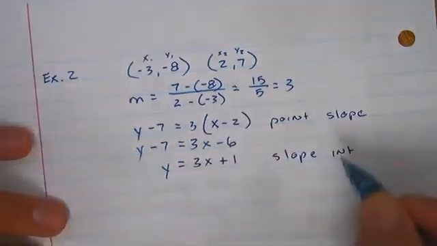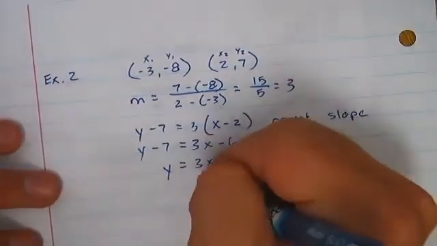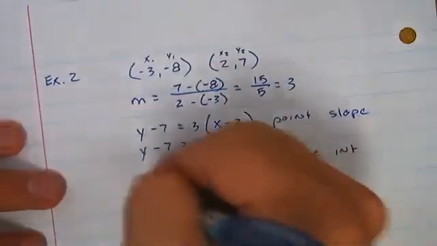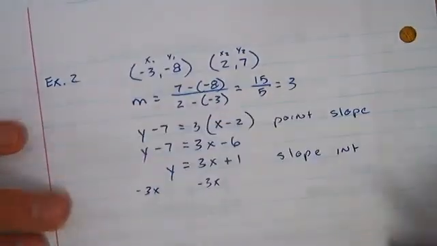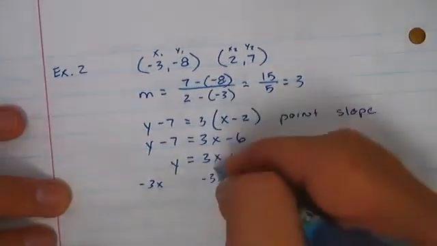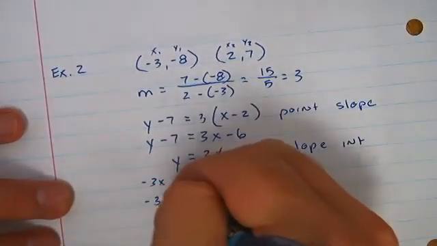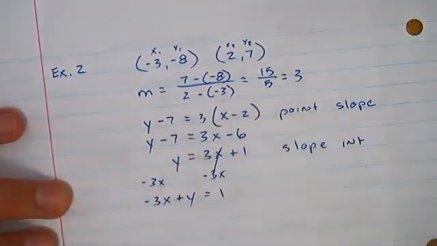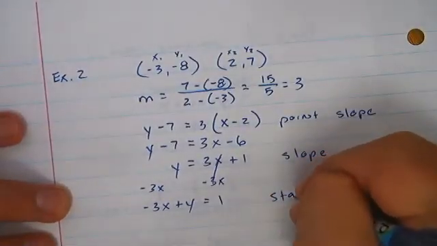And then all we have to do is move the x to the other side, and we will be into standard form. I can't take 3x from y. They're not like terms. Those cancel out. I have -3x plus y equals 1, and so there's our standard form.